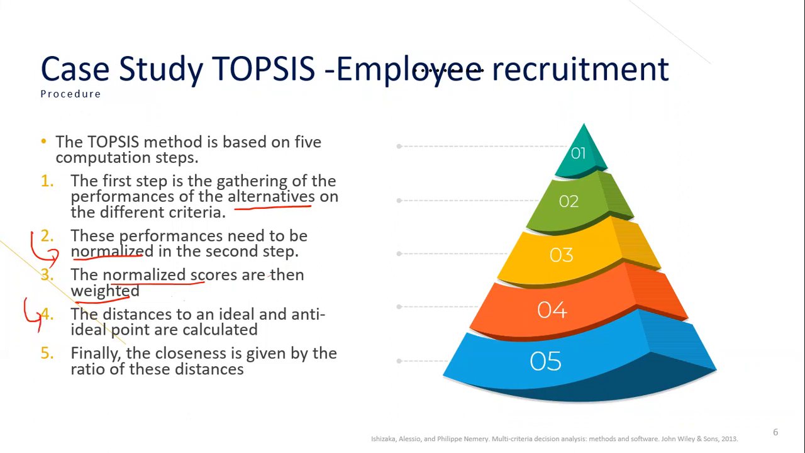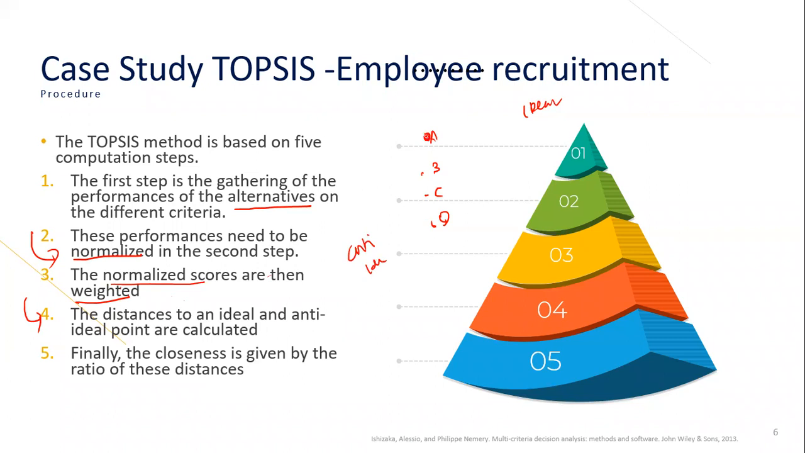So weight multiplied by the normalized score, and then you need to calculate the ideal and anti-ideal point. So you find the target, right? For example, you have four alternatives, A, B, C, D. You find the ideal point here, and then you find the anti-ideal point.